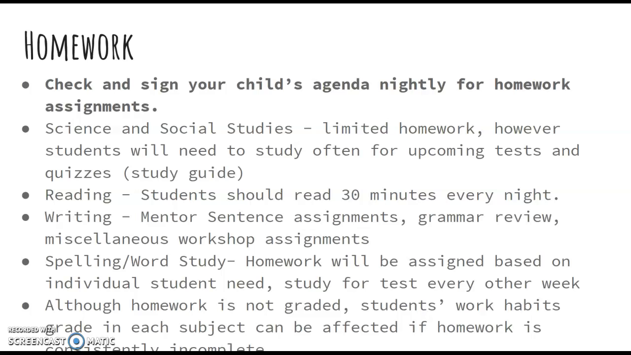Although homework is not graded, students' work habits in each grade for each subject can be affected if homework is consistently incomplete.